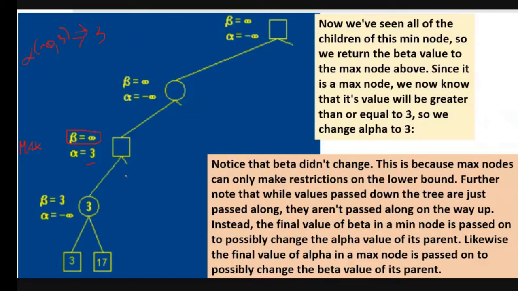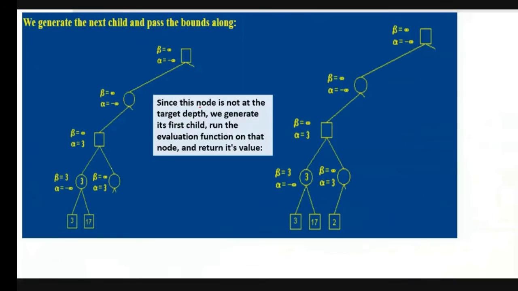Now to have the comparison to be done, again we have to go for the third layer thing that the description is given here. I have to pass on these values towards the next. Since this is the node not in the target depth, we generate its first child. So this is not the depth, so this child we have to develop. So we have percolated these values here as it is. So beta infinity, alpha 3. So that we have done.